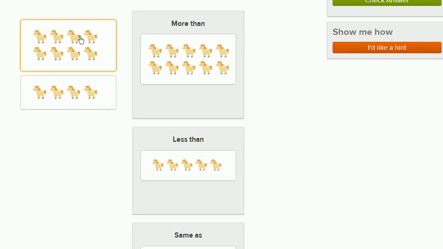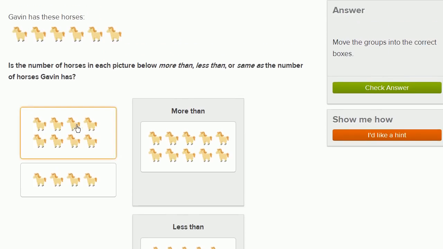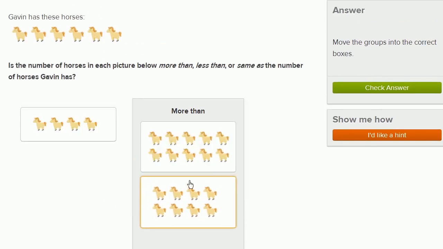Now here we have 4 and 4. Well, that's going to be 8. 1, 2, 3, 4, 5, 6, 7, 8. Once again, that is more than the 6 up here. So that's more than 6.